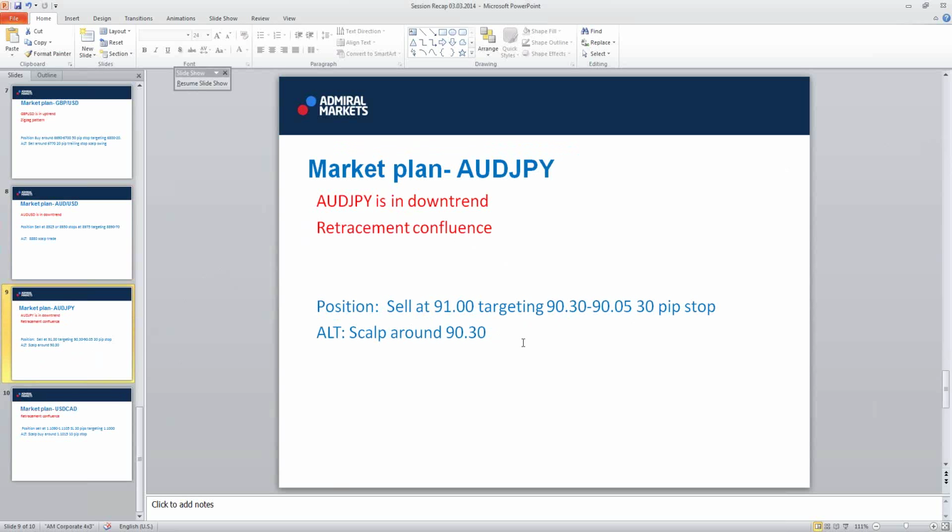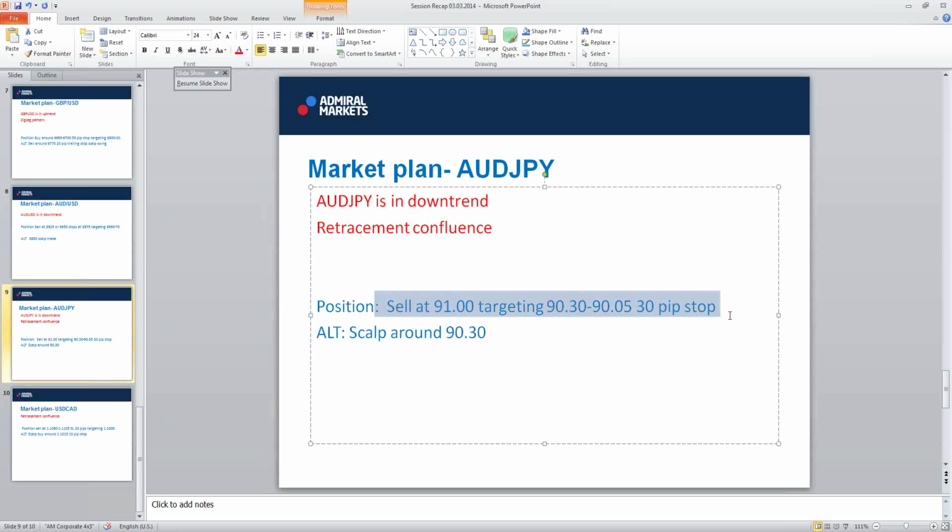So how do we take these setups? Whichever comes first, we take it. If it comes first, we take this one. This is the main plan. If we see this alternative trade first, then we can take it first. So basically, whatever hits first.